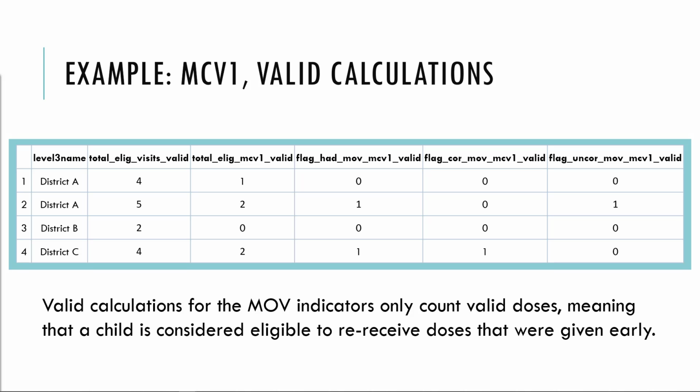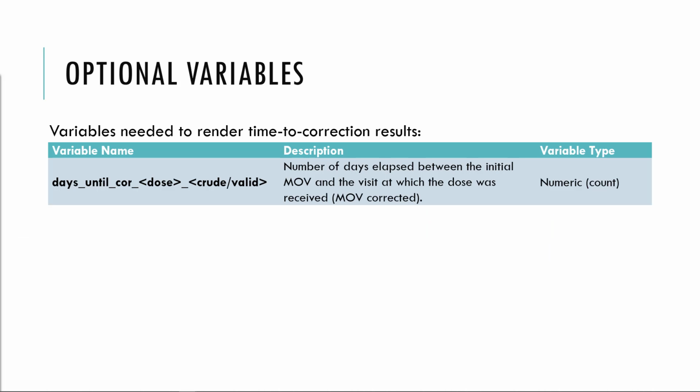There are a few additional variables that are optional when you're using the MOV application, but which can be useful. The application can summarize how long it takes for MOVs to be corrected, as long as, for each dose in the dataset, there's a variable that counts the days between the initial missed opportunity and the health center visit when the dose was ultimately received. If these days until correction variables are present, then a time to correction tab in the application will be populated with a figure and a table.